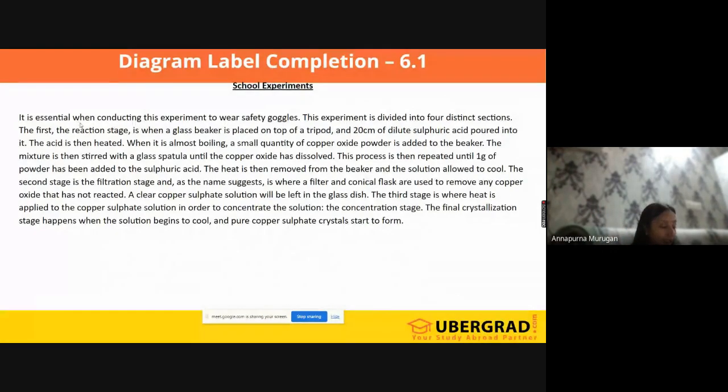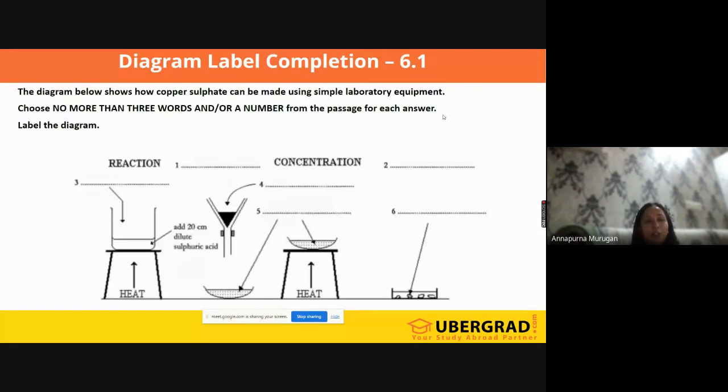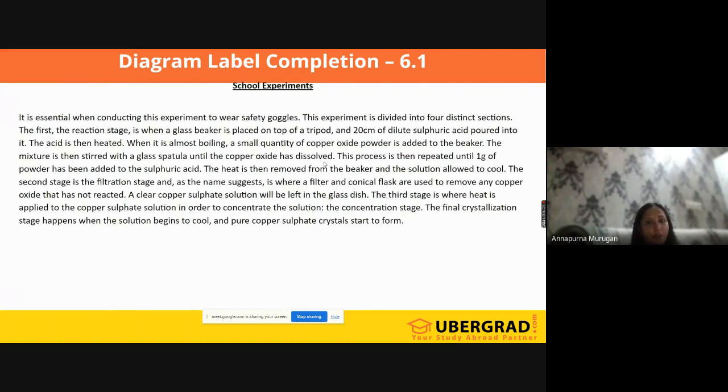It is essential when conducting this experiment to wear safety glasses. This experiment is divided into 4 distinct sections. Wow, we got a clue. Stages they have said. 2 stages you need to find out, isn't it? Because here 4 only they have mentioned, so that means what? Yes, it is divided into 4 different sections, it seems. So 2 sections we need to identify here.